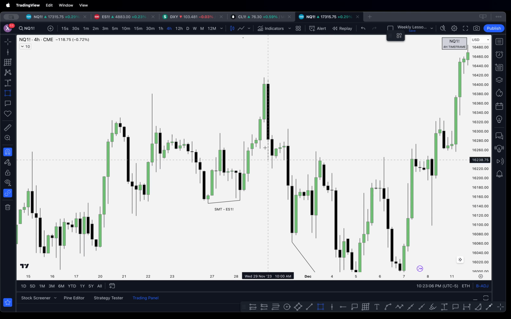Again, this fair value gap means nothing anymore. Do you expect this fair value gap to hold? No, because the draw was met. And then look what happens. What's in here? A balanced price range, a fair value gap, or a sharp.